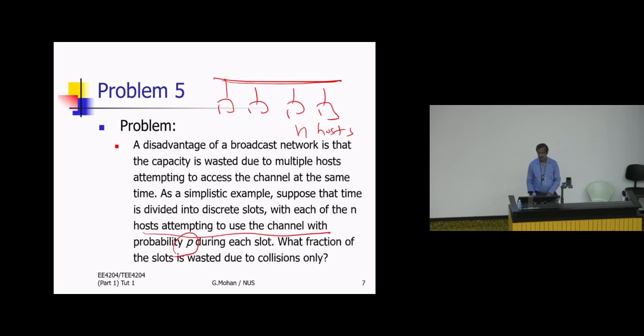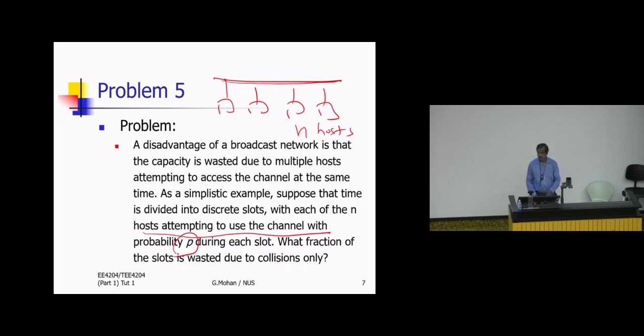It doesn't mean that everybody is transmitting at the same time, right? According to some probability, they are transmitting. On one extreme end, if P is equal to 1, that means every time everyone will be trying to transmit, right? There will be collision. Always there will be collision, so bandwidth waste would be 100%. We cannot come back from the collision, correct?